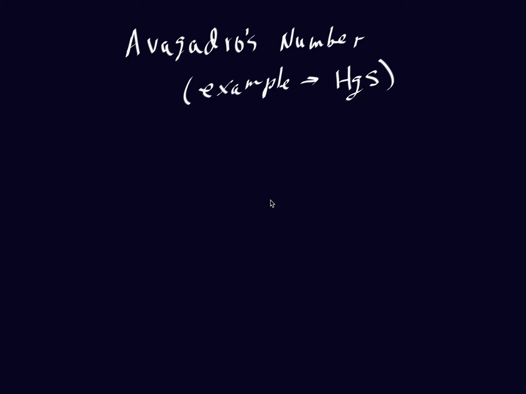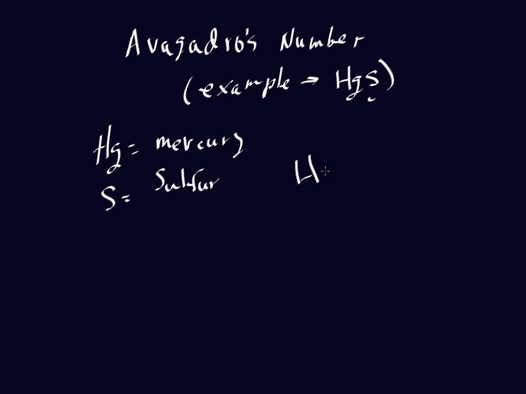Hello, everybody. So I want to take you through a very simple example of how we might use Avogadro's number to count atoms or molecules. We're going to use the example of HgS. Hg is the chemical symbol for mercury. S is sulfur. And these will combine in a 1-to-1 ratio to give us the mineral cinnabar.